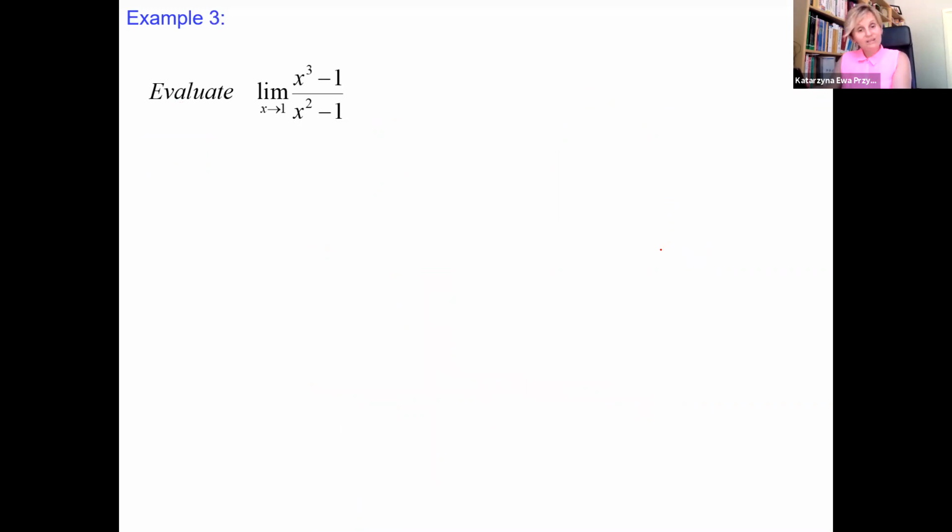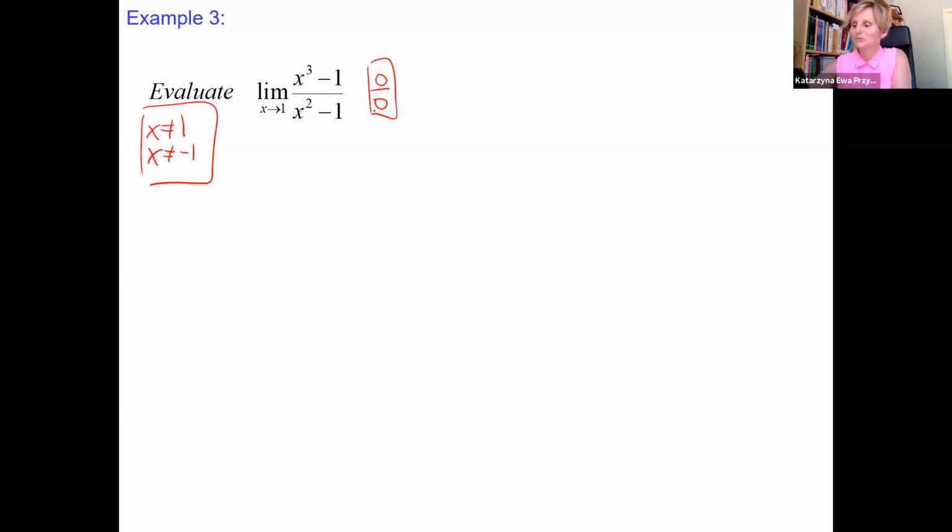Okay, evaluate the limit at 1, x cubed minus 1 over x squared minus 1. Okay, again, 1 is not in the domain, and I can add the other value. Negative 1 is also not in the domain, but we will focus on 1. Substituting 1, we get 0 over 0, of course. Oh, I didn't type, I will write the solution. Let's find out the common factor. Limit as x approaching 1.